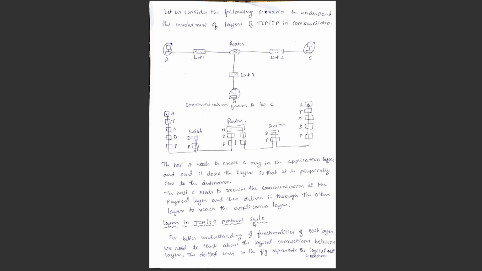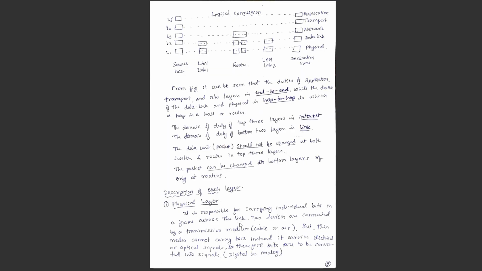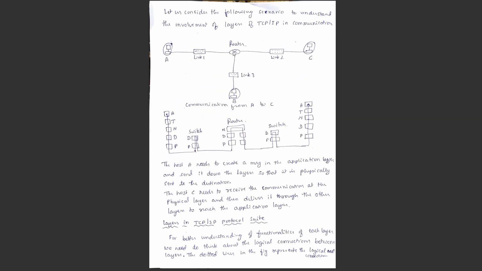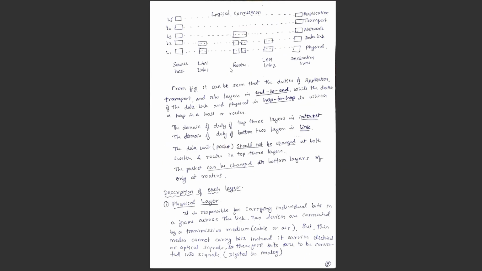Now layers in the TCP/IP protocol suite. For better understanding of the functionalities of each layer, we need to think about the logical connections. These dotted lines in the figure are used to represent the logical connections. Now it can be seen that the duties of the application, transport, and network layers are end to end, whereas the physical and data link layers are hop to hop in a host or router.